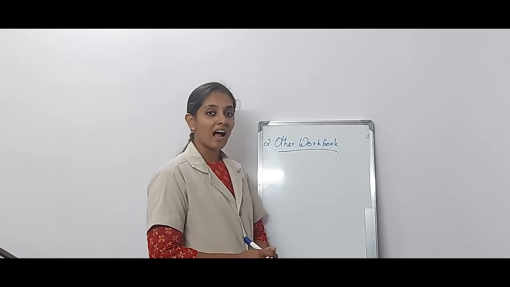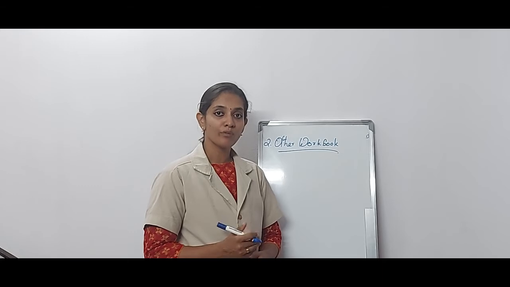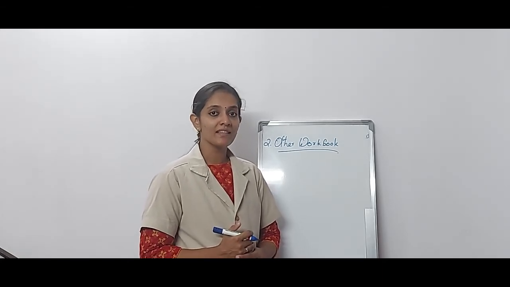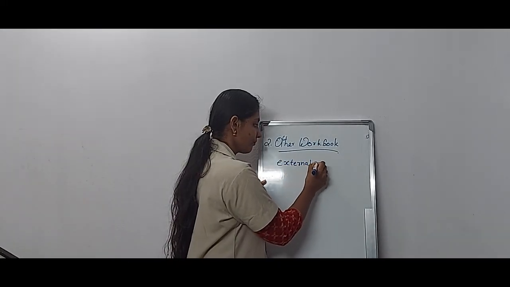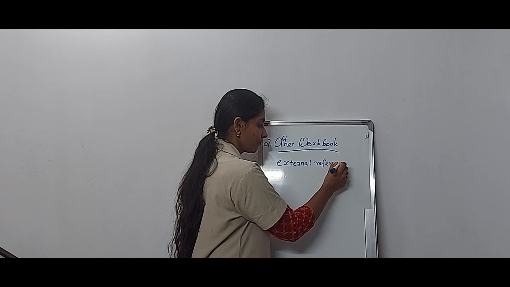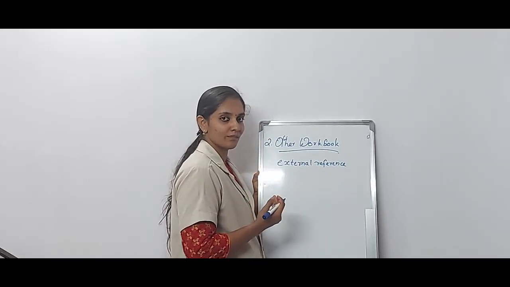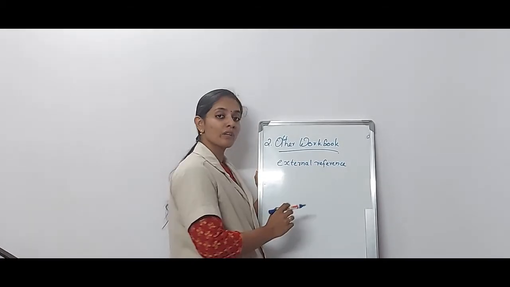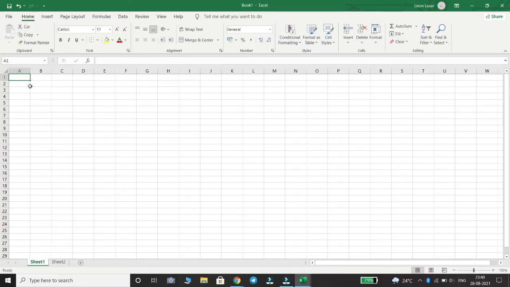The second one is other workbook references. We can easily refer to the cells of a worksheet in another workbook as well. This type of reference is known as external references. That is, we can refer to the cells of another workbook. This is known as external references. To do other workbook references, we have to follow these steps.